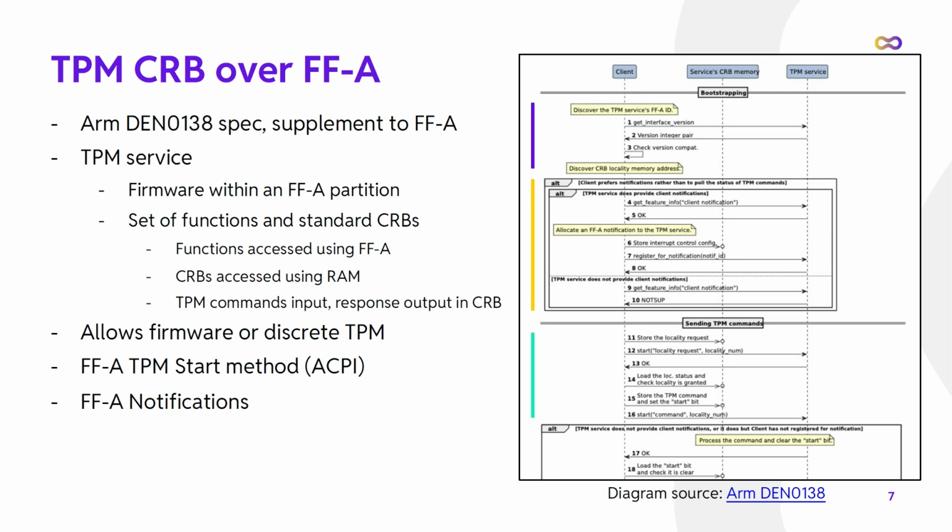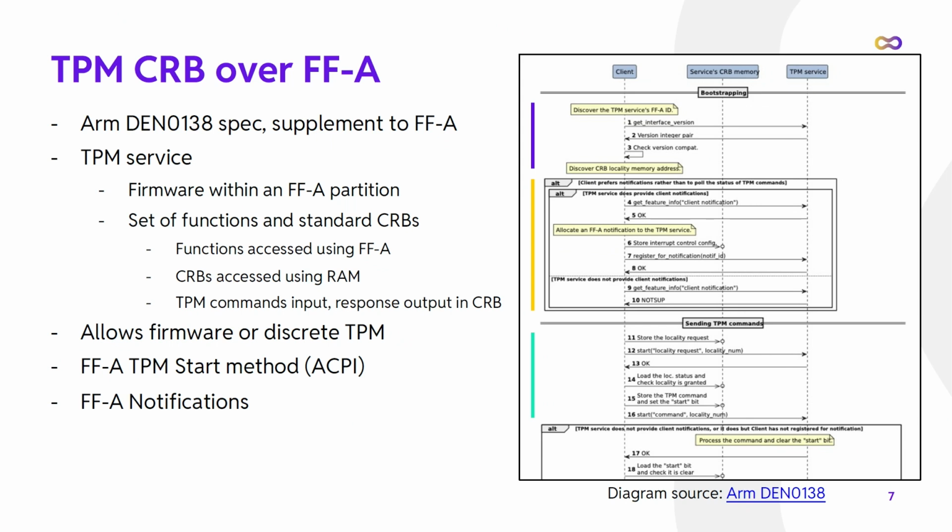This diagram is from the spec. I won't go into all of the details, but this is how communication looks for the TPM CRB over FFA. Here you have the client, here you have the TPM service running in the secure partition, and this is the CRB memory region. First, there is some version discovery and feature negotiation going on.